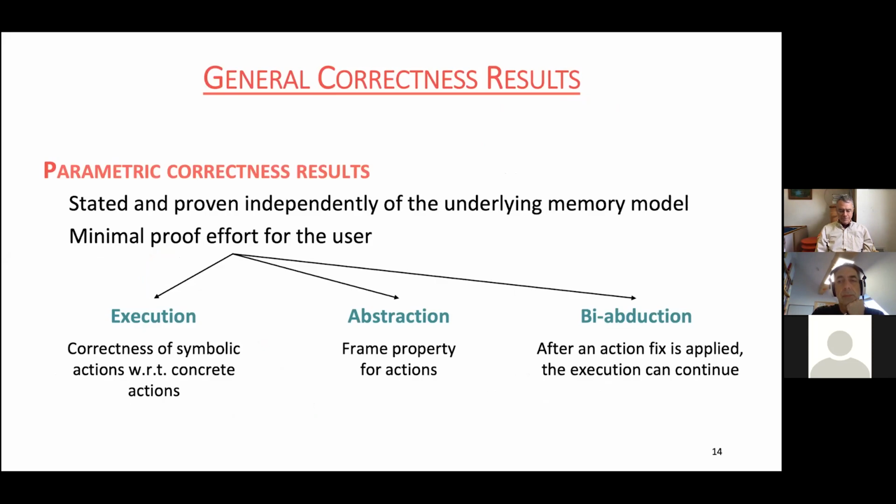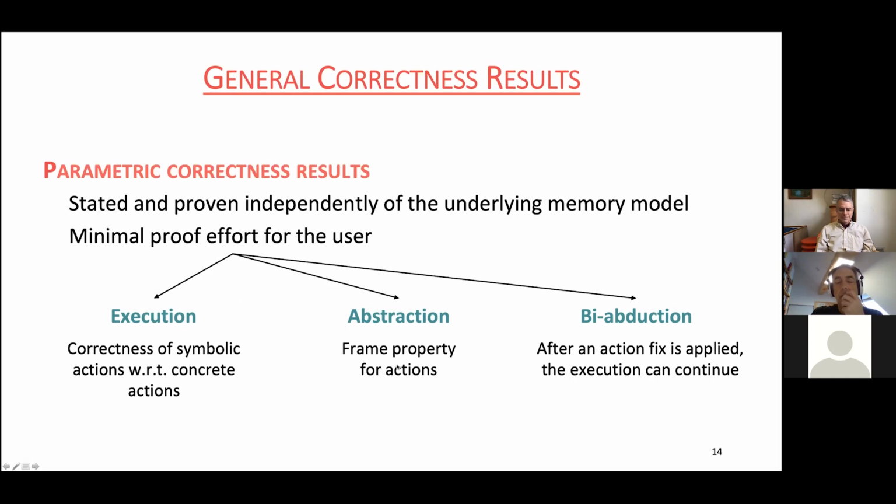And with this work, we have general correctness results that are parameterized by the memory model. So for example, for the symbolic execution, we need to know that the basic actions are doing the job that they should. And that is, symbolic actions make sense with respect to concrete actions. And if we've got that tiny little lemma, then we've got the general correctness result.